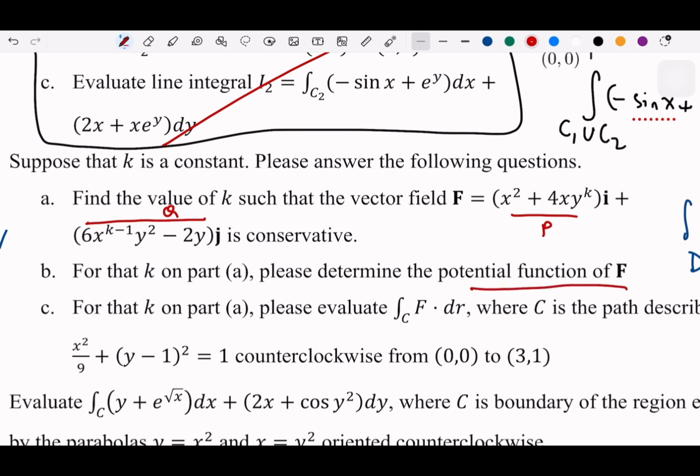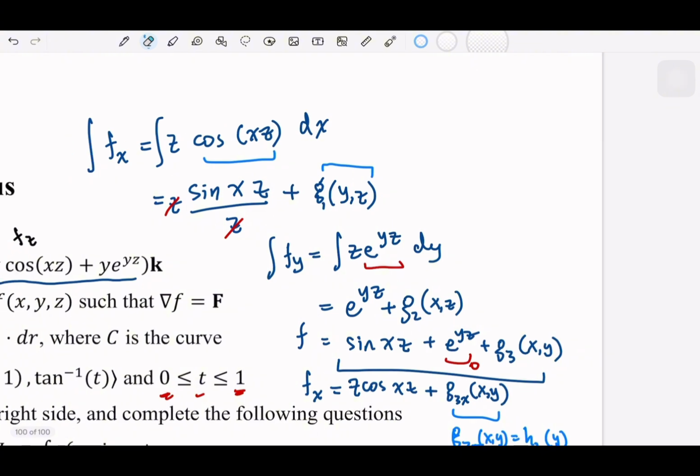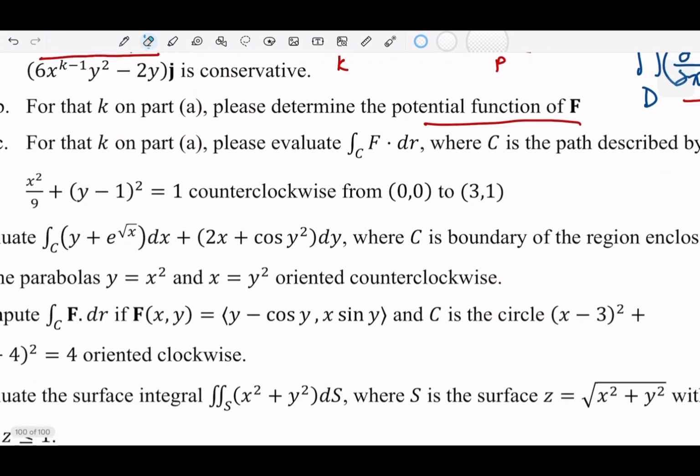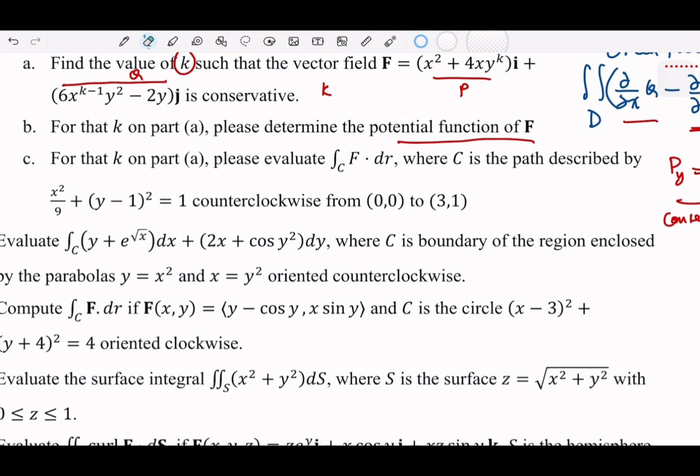So first, we equaling these two to get the K, this number. And then after we get K, then we get the whole equations. And then we can get the potential functions, which is very similar procedures with this. So we have F, and then the third part is we have the line integral, and C will be described as in the ellipse, x squared over 9. But this is not important, okay? This is just a distraction, okay?